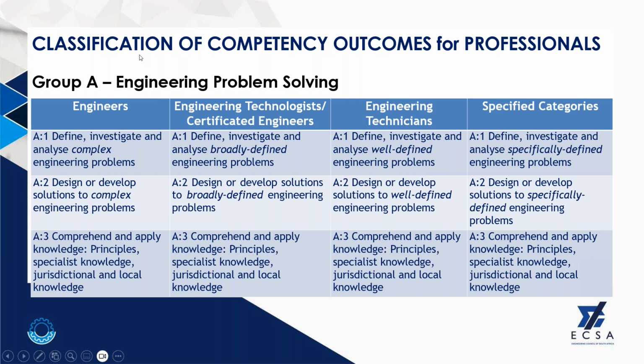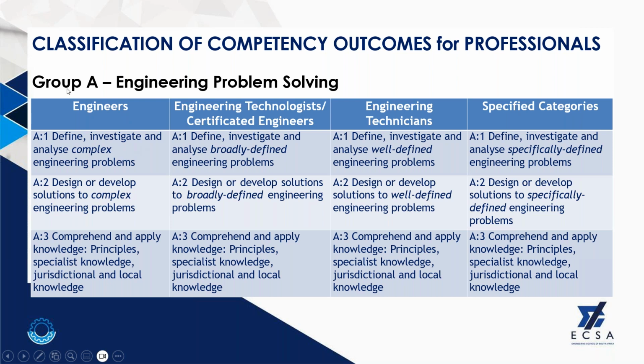So this is the classification of competency outcomes for professionals. These are all the categories that you're seeing over here. It's engineers, engineering technologists, as well as certificated engineers, who fall under engineering technologists because the level descriptors are exactly the same. There's also engineering technician. There are specified categories. Earlier on, I did show which specified categories those are.